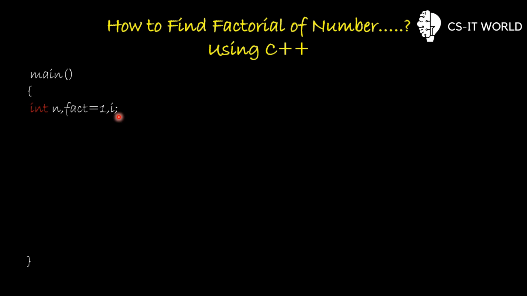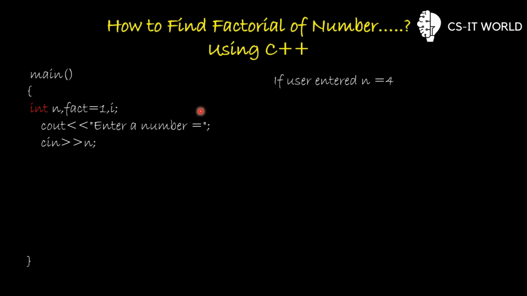After that, the first step is to accept a number from a user. For that I've written these two lines, like this line, enter a number, and this line will accept the number and store it into the variable. Now let's take an example and let's see this program through the example. If the user entered 4, so value of n will be 4.